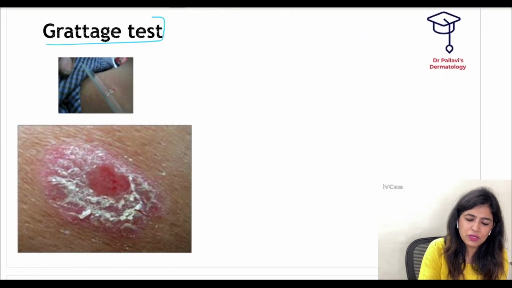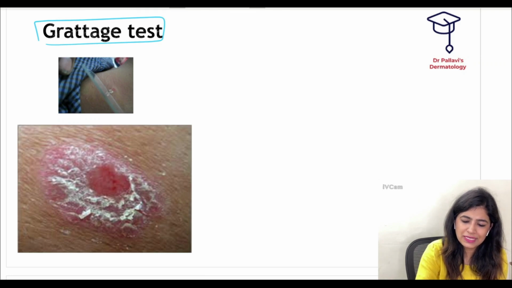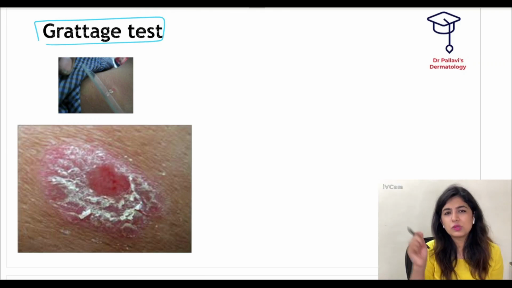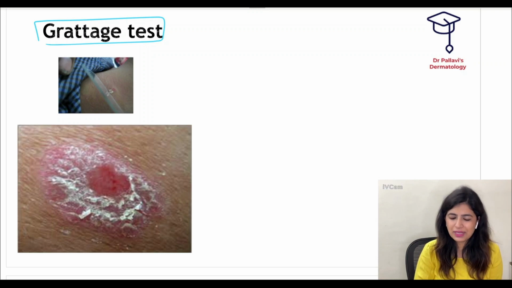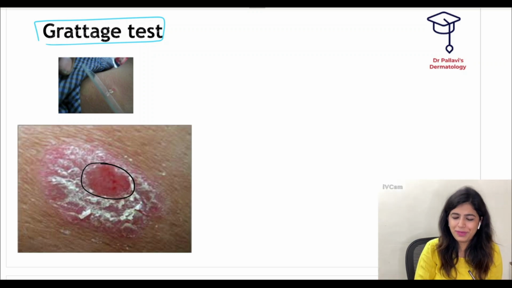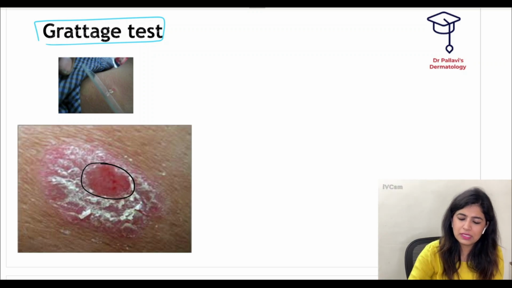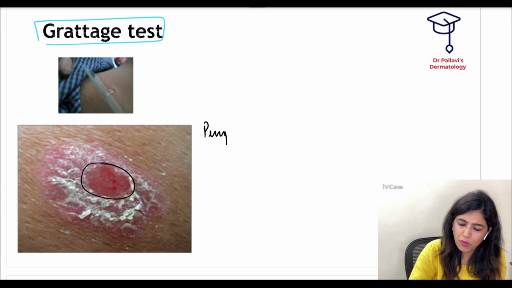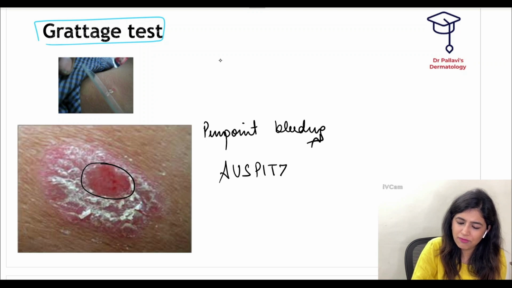The first test that you can do is called as the Grattage test. In Grattage test, you scratch a psoriatic lesion with a glass slide. When you scratch the psoriatic lesion with a glass slide, you see a pinpoint red bleeding in the center of the lesion. This pinpoint bleeding which you see on scratching the lesion is called as the Auspitz sign. Very, very important question. Here they ask you Auspitz sign.